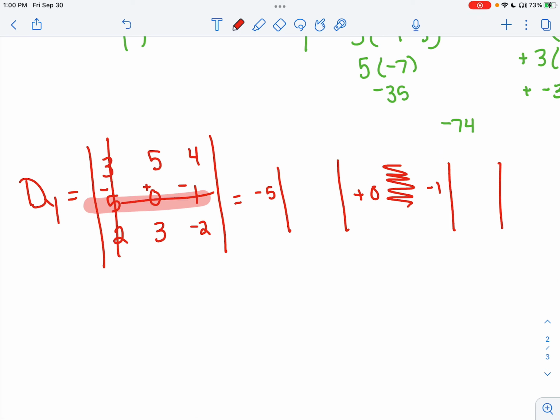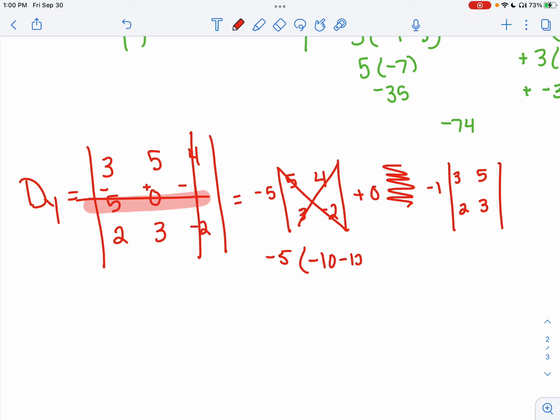So boom, boom, 5, 4, 3, and -2. Ah, the rush. And then the -1 will be boom, boom, 3, 5, 2, 3. This will be whoa, that's messy. -5 times -10, take away 12. -1 times 9, take away 10.